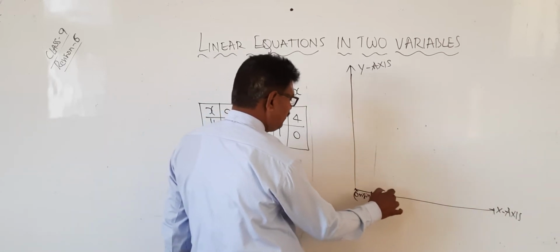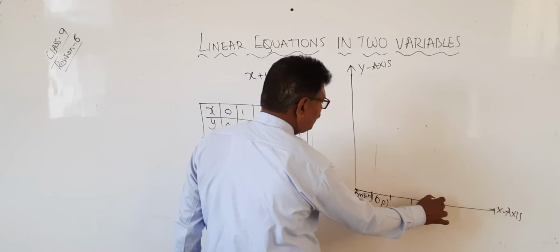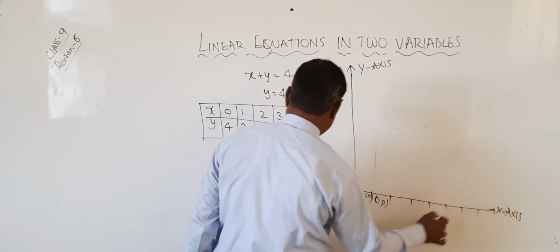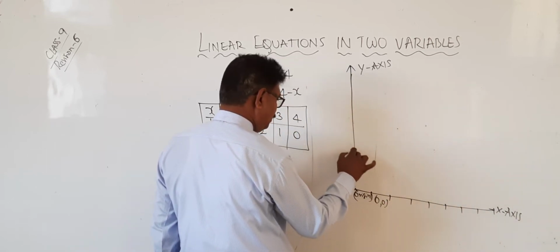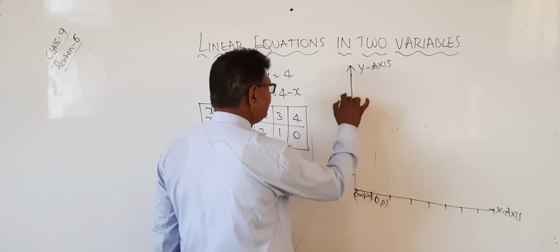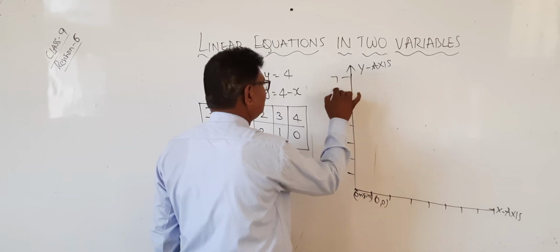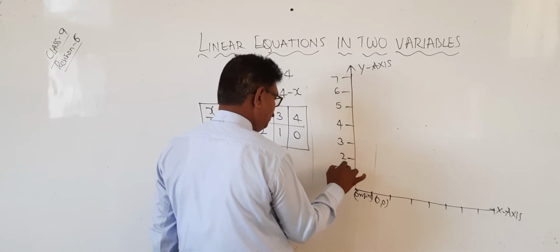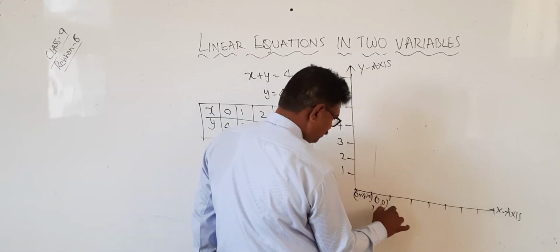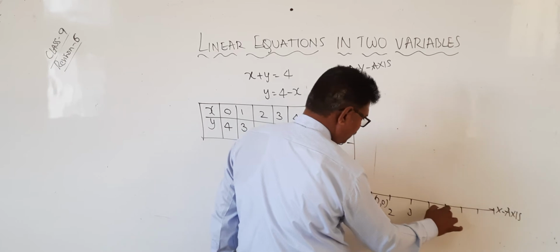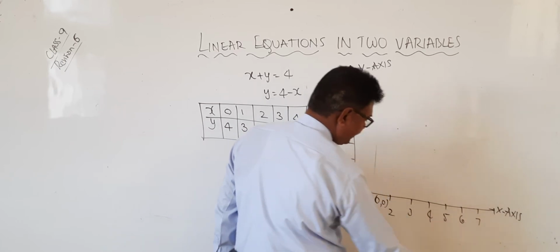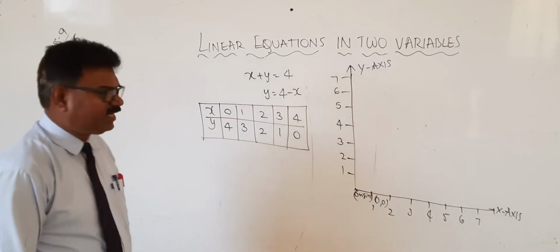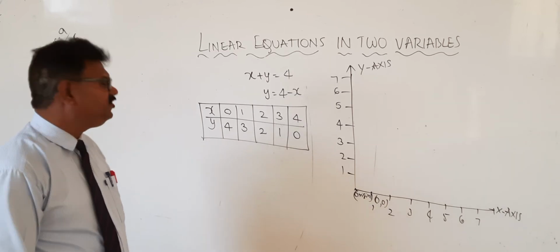Now, very simple. Now we can find out the values. 3, 4, 5, 6, 7. 1, 2, 3, 4, 5, 6, 7. 7, 6, 5, 4, 3, 2, 1. 1, 2, 3, 4, 5, 6, 7, like this. Okay? Now you can find out very easily.